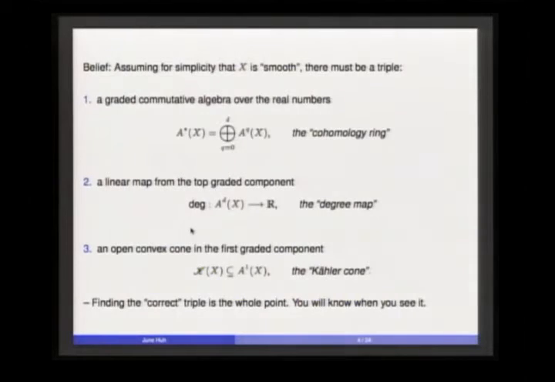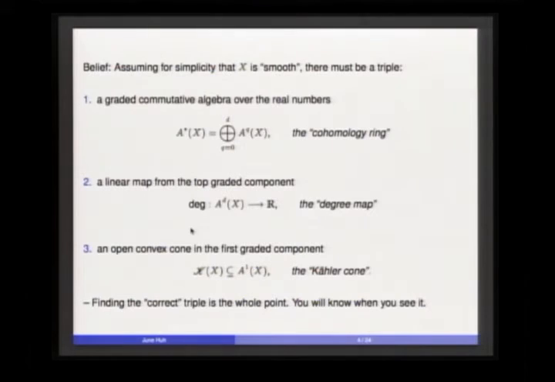So here's the belief. It's not mathematics, it's some sort of religion. Given any object X with sufficiently rich structure, you should be able to cook up an associated triple. In fact, the real picture is slightly more complicated than that, but I'm going to assume for simplicity that your object X happens to be smooth, whatever that means, in some categorical sense.